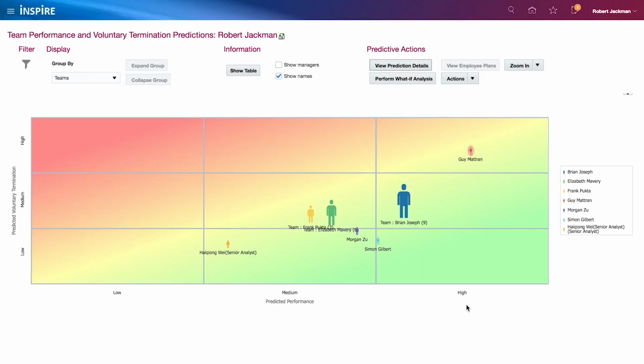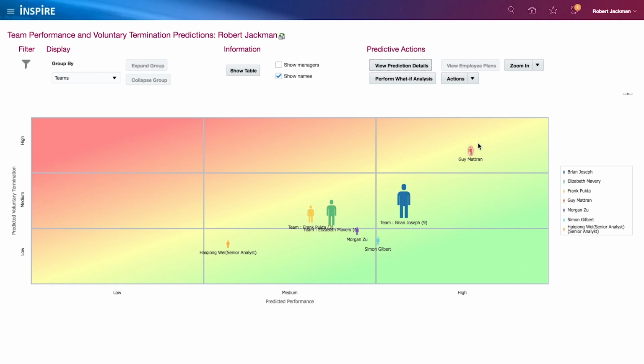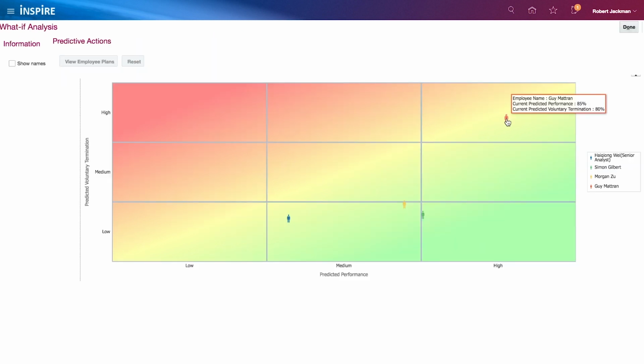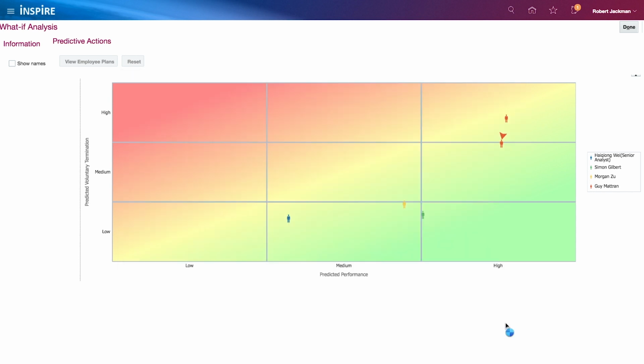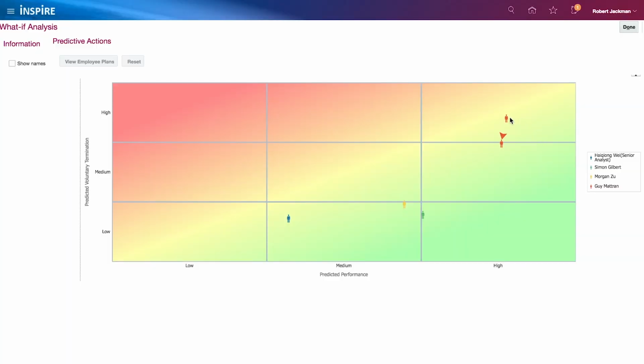Now, with that information in mind, Robert is able to use the tool also to put together a plan of action to correct the situation. So with the What If Analysis tool, Robert can model what a 4.4% increase would do to his level of satisfaction. We'll see that it is now moved in the right direction. The likelihood of someone like Guy leaving based on this new proposal has now decreased. We can save that to his employee plan, or you just keep it as a what-if tool to model future actions. But it's providing someone like Robert with those predictive analytics to understand his direct workforce and to move his employee satisfaction levels in the right direction.